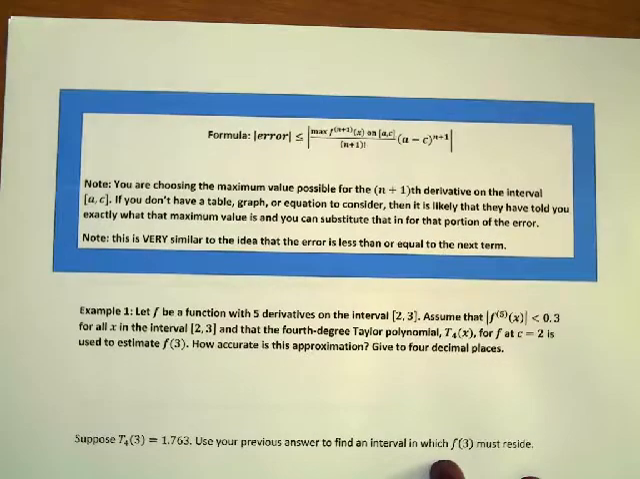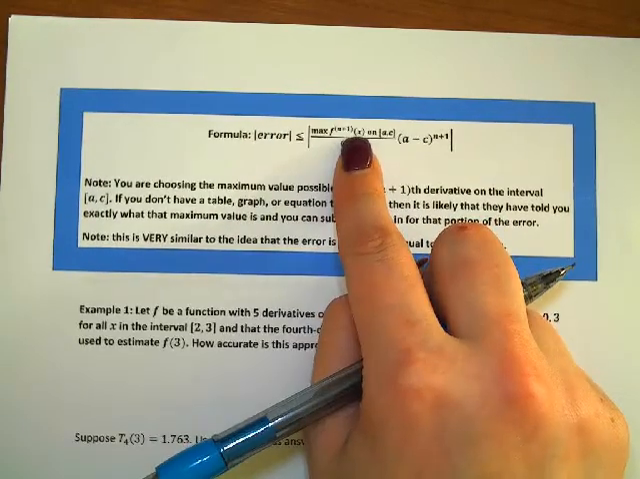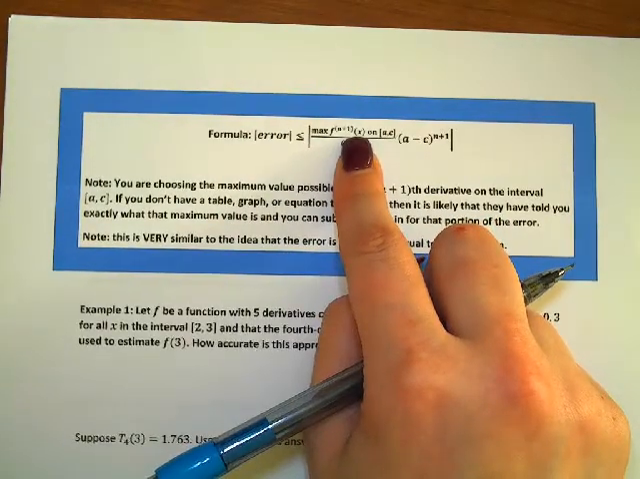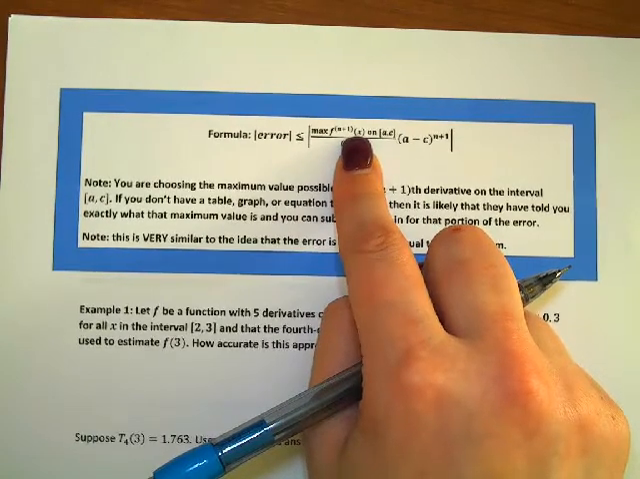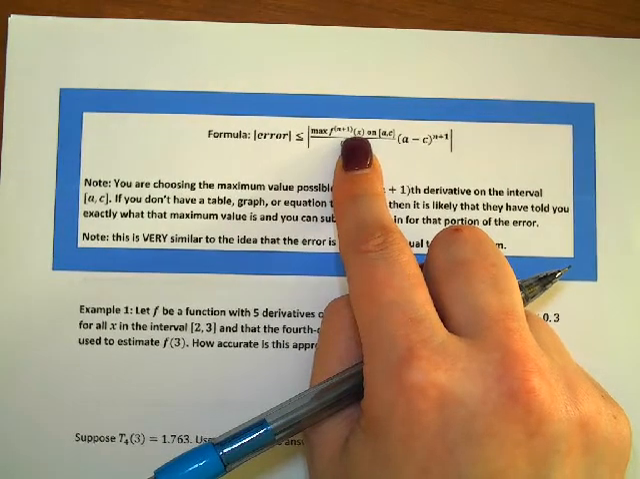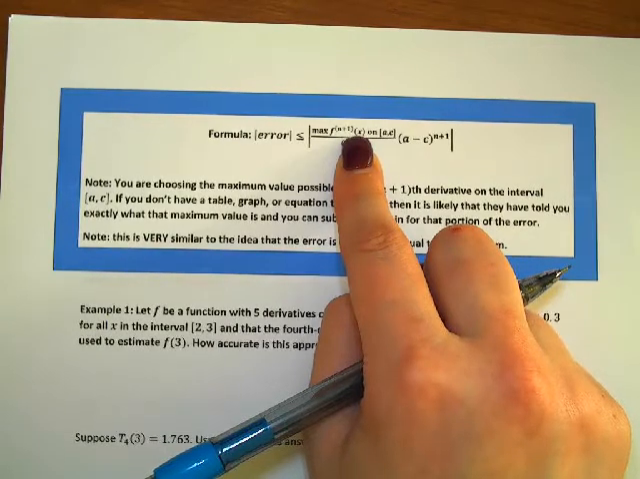Sometimes when you have this part where you have to find the max of the derivative on the interval, it could be given to you in the problem. They'll just straight up tell you what number to use. Sometimes they'll give you a graph to look at. Sometimes they'll give you a table to look at. Or sometimes it could be a function that is familiar enough to us that we could pick the value ourselves.